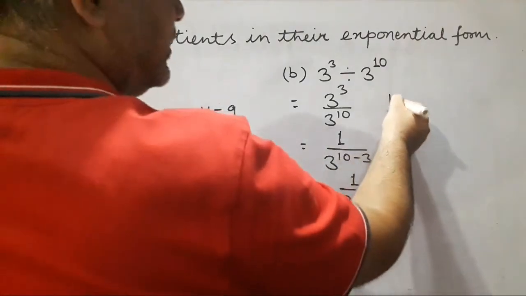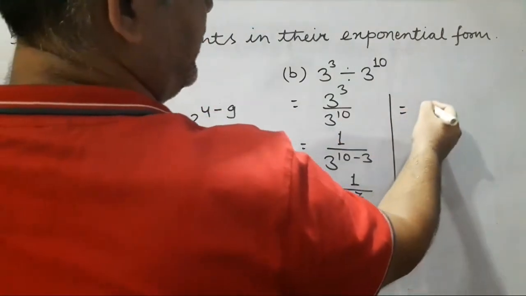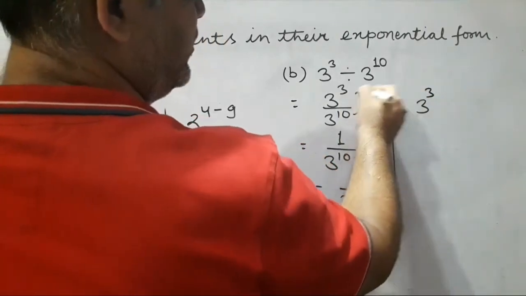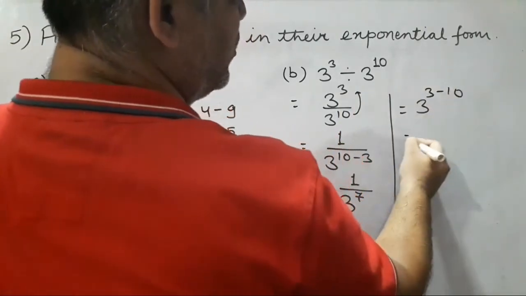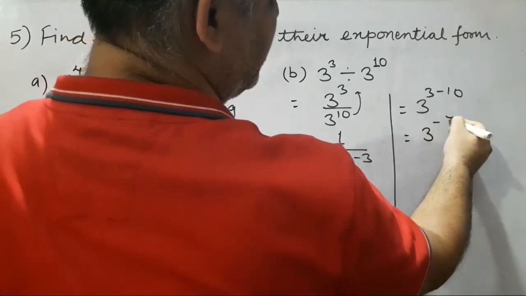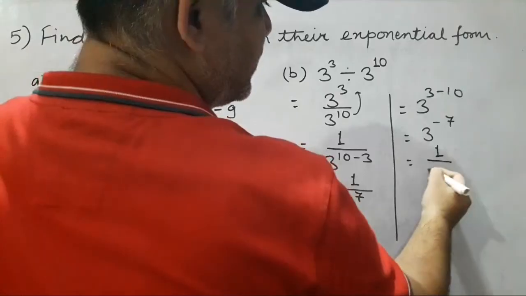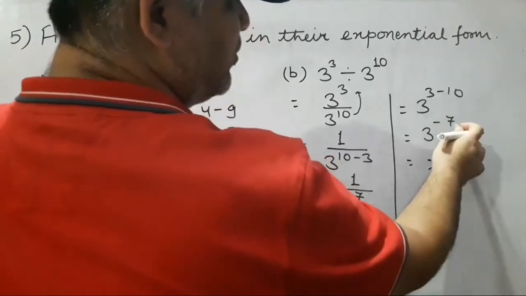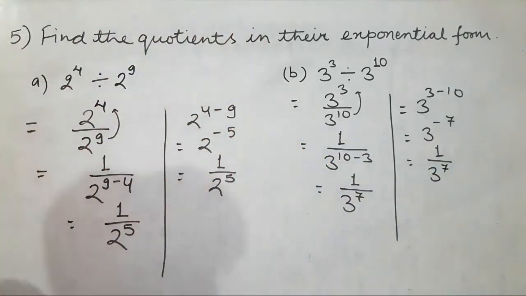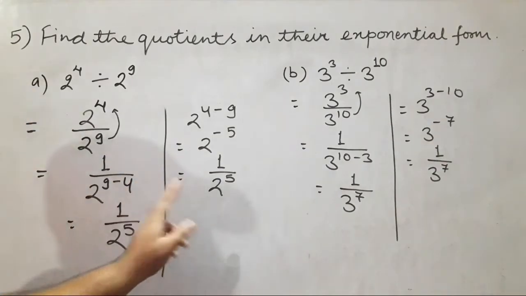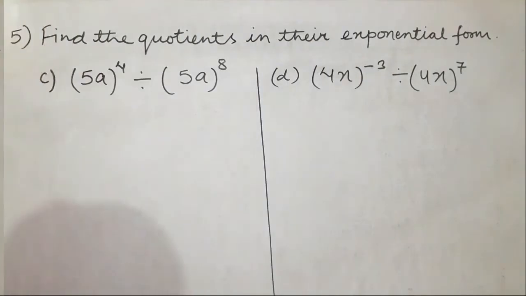Similarly, let's say this. This also can be done in this way. 3 power 3 minus 10 equal to 3 power minus 7. And from the law of negative index, 1 by 3 power 7. The sign of the power is altered. So either you can follow this method or this method. It is the same.